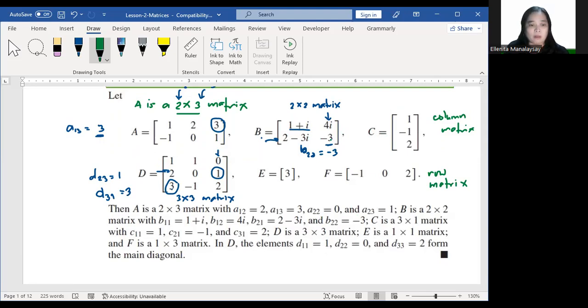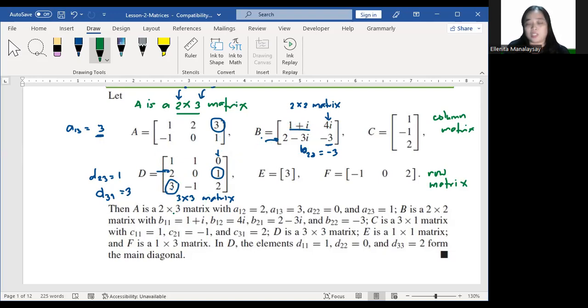We can form a matrix containing the same number of rows and the same number of columns, like matrix B and matrix D. Matrix B is a 2 by 2 matrix. The number of rows is the same as the number of columns. Matrix D is a 3 by 3 matrix. It contains 3 rows and 3 columns. So the number of rows and the number of columns are equal.